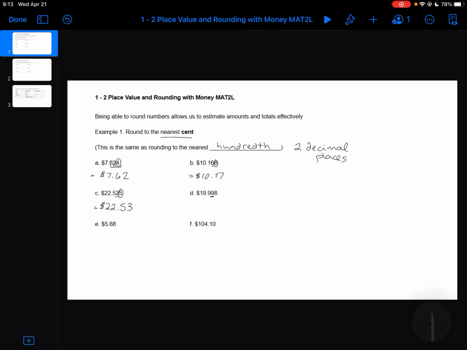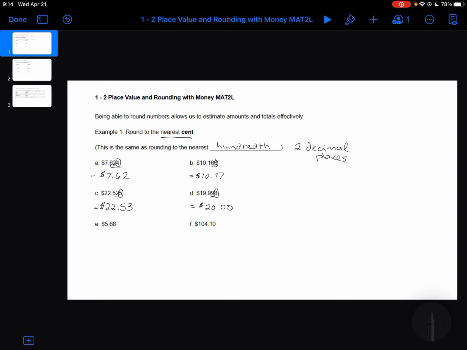My next example, I've got 19 and then 0.998. So my 9 is in the hundredth spot. My number immediately to the right is greater than 5. So I'm rounding up, which is actually going to change my total to $20, because when I round up 99, that changes to 100, which actually adds $1 onto my total.